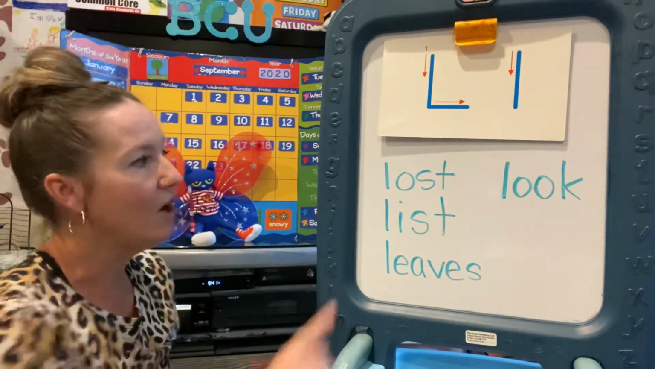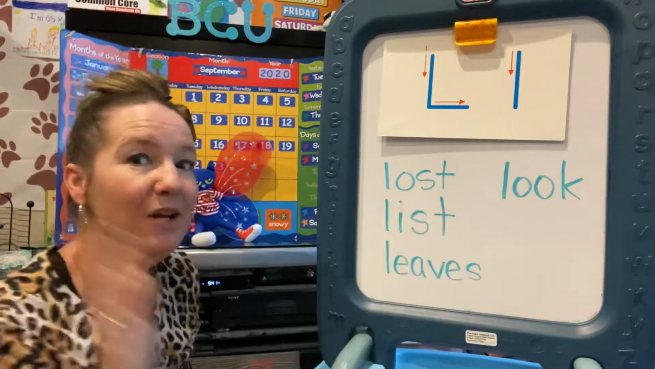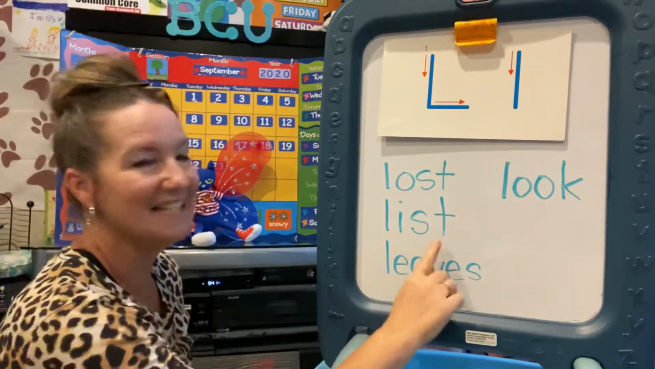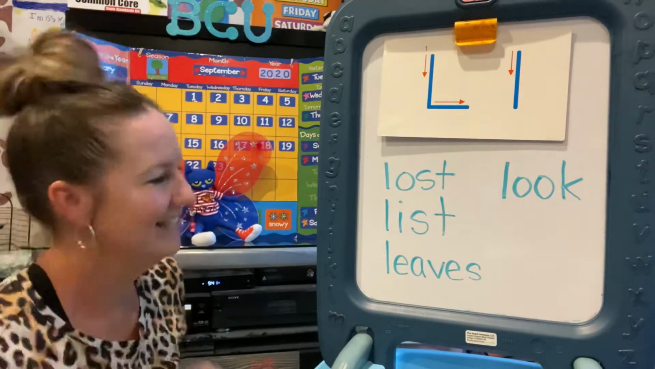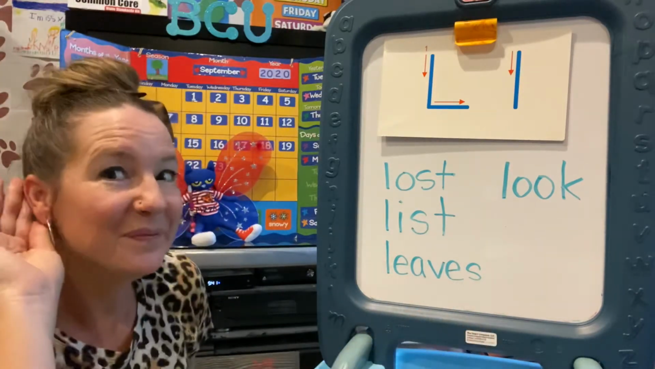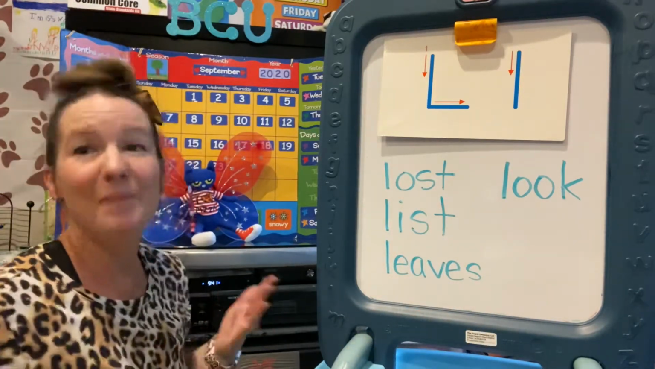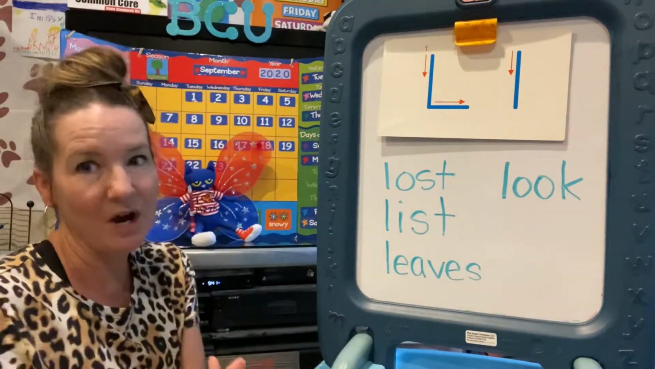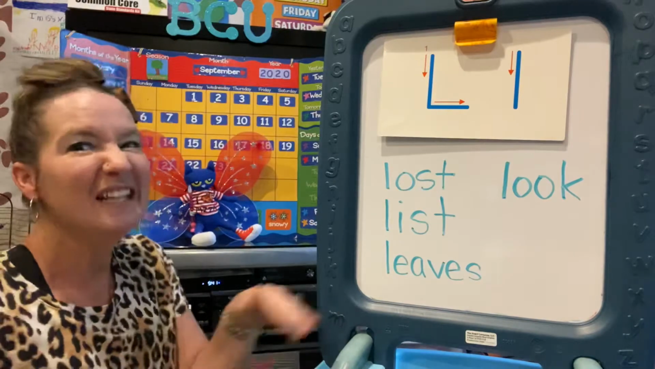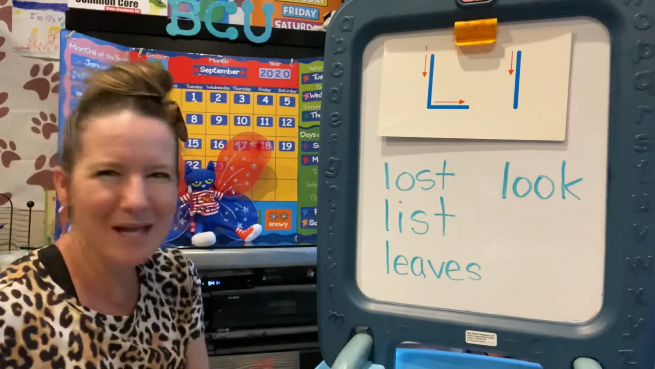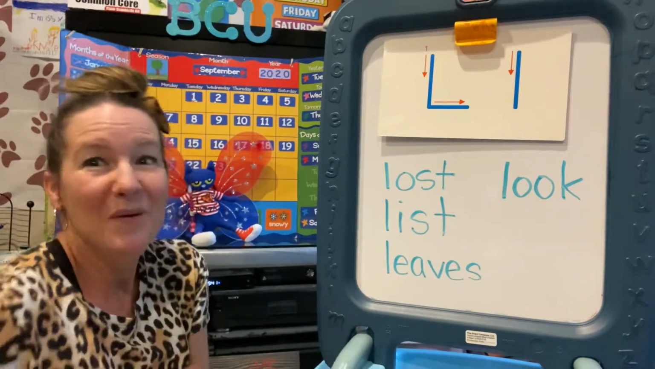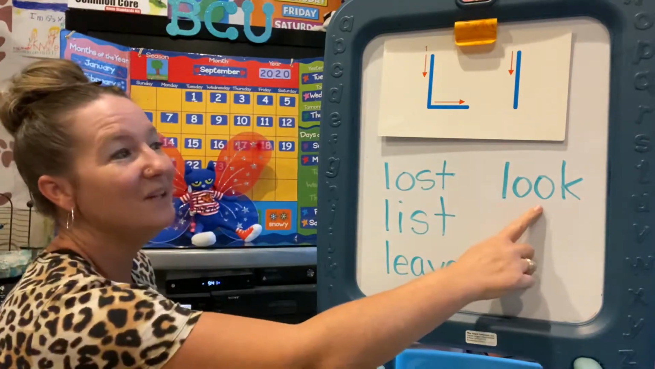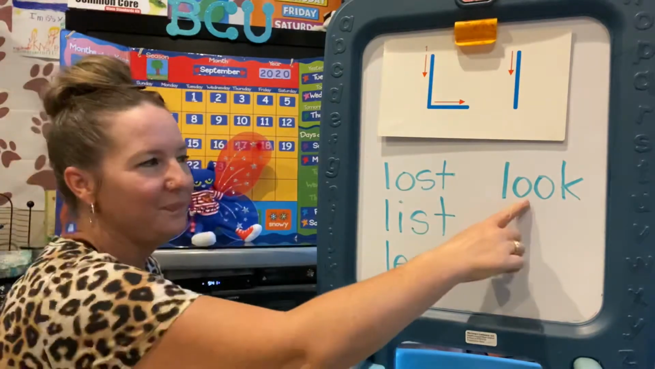Those 4 words are lost. Can you repeat after me? Say lost. Good. List. Leaves. Good, yes, and we talked about leaves falling down, but this is leaves like you're going somewhere, like you're leaving the house, leaves that way. I know sometimes vocabulary is so tricky. Words can mean totally different things. And our last vocabulary word is look.